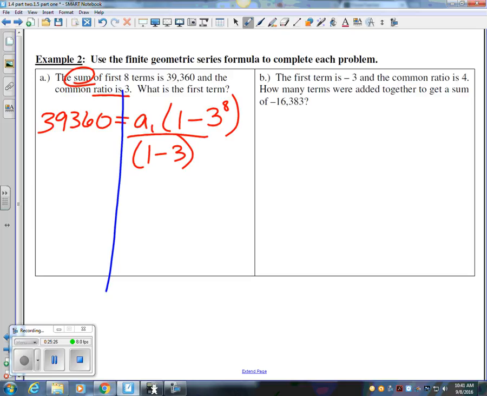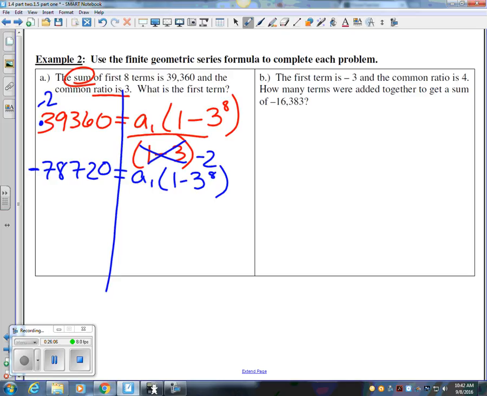What am I trying to get by itself? A1. A couple of different things you can do. I like to kind of go ahead and do this part in my head. What is 1 minus 3? -2. So this is divide by -2. So what do I need to do to get rid of it? Multiply by -2. All right, somebody tell me what that gives you. 7 what? Thank you. Equals A1 parentheses 1 minus 3 to the 8th. Okay.